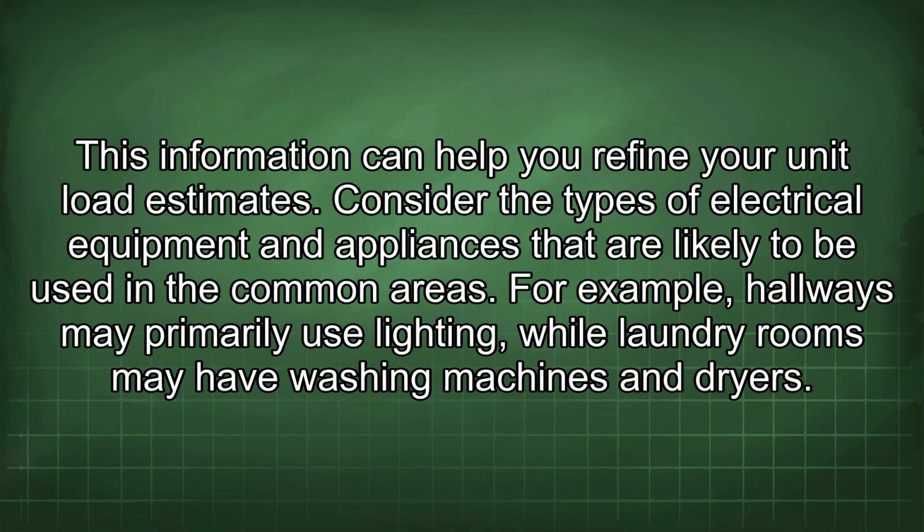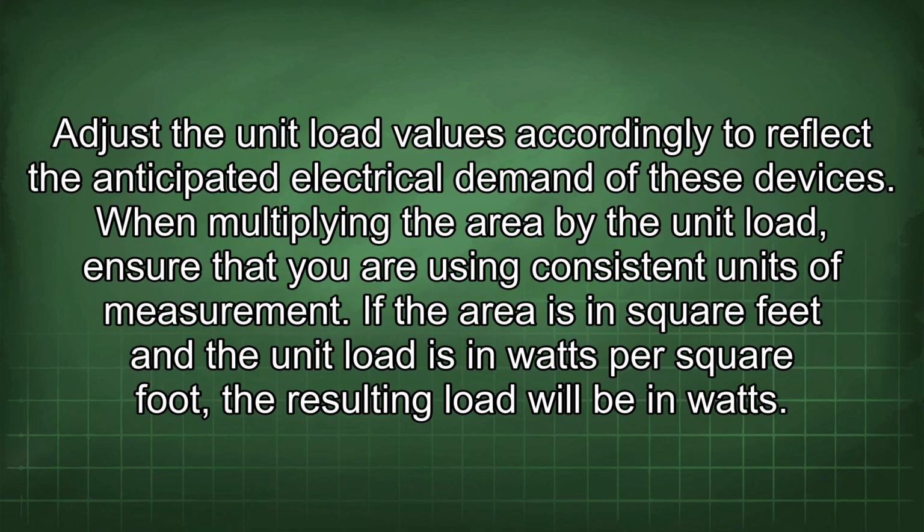Consider the types of electrical equipment and appliances that are likely to be used in the common areas. For example, hallways may primarily use lighting, while laundry rooms may have washing machines and dryers. Adjust the unit load values accordingly to reflect the anticipated electrical demand of these devices.